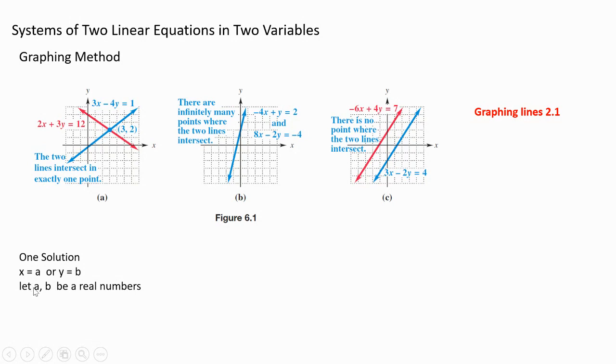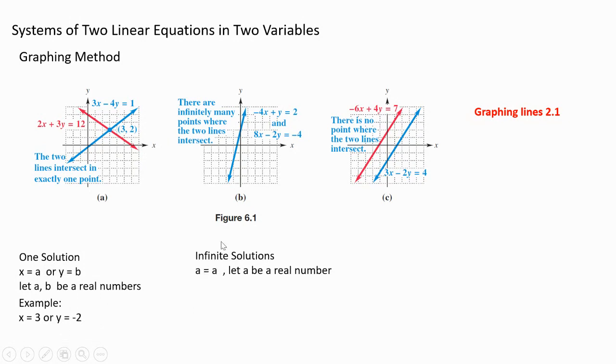Okay, and then we have to let a and b be real numbers, which means x is going to be a number and y is going to be a number. That means one solution. You see, for example, here it was 3 and 2. This is called, for example, x equals 3 and y equals -2, an example.